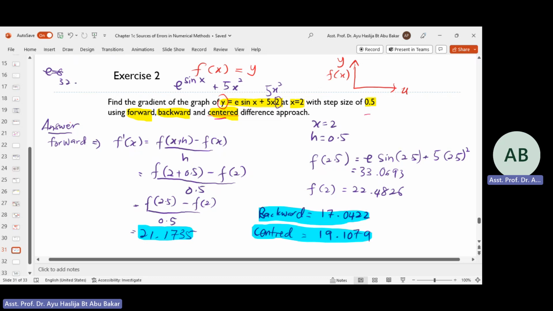So we will stop at this exercise. This is the end of chapter 1. Next class, we will start chapter 2, locating the root. There will be more calculation. For those who want to leave, you can leave. Thank you.